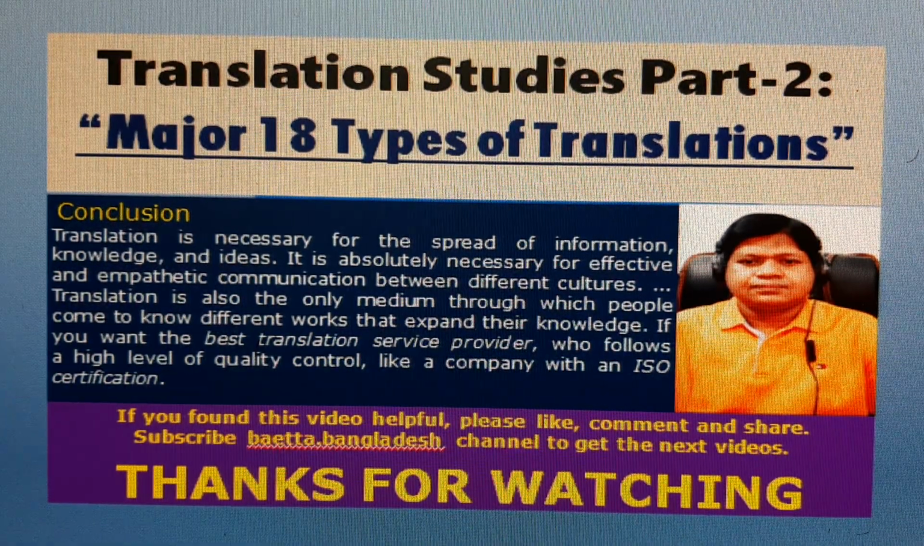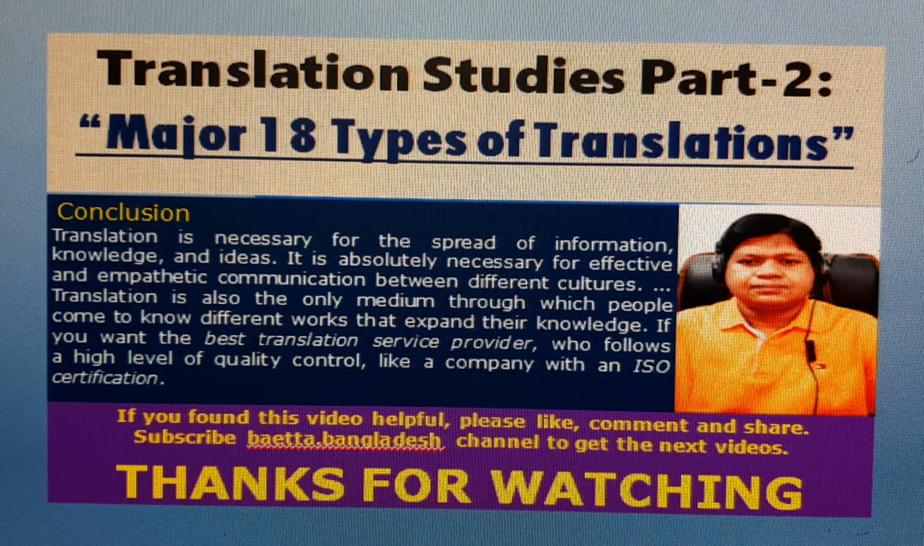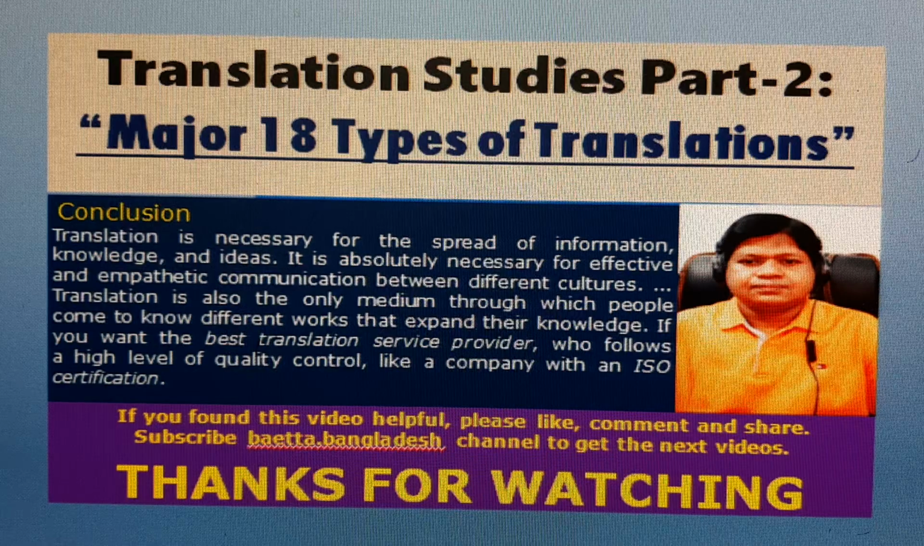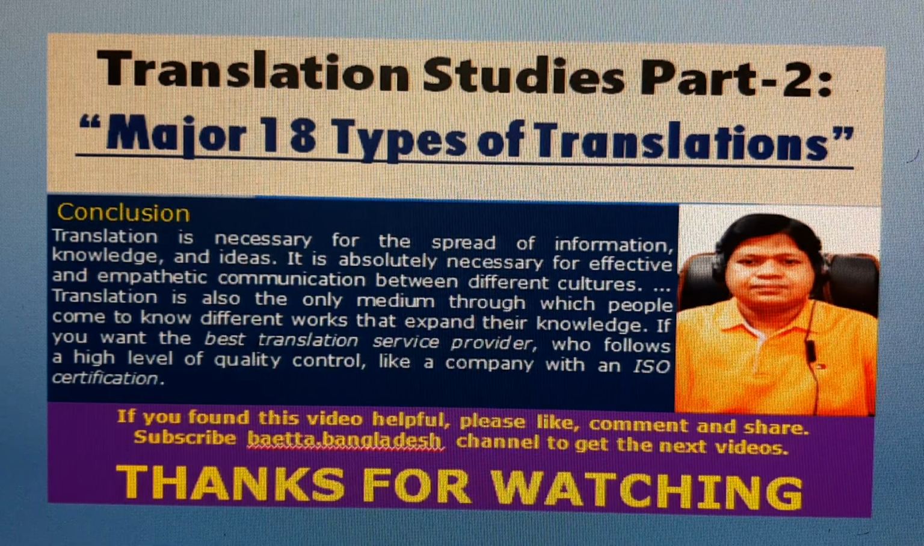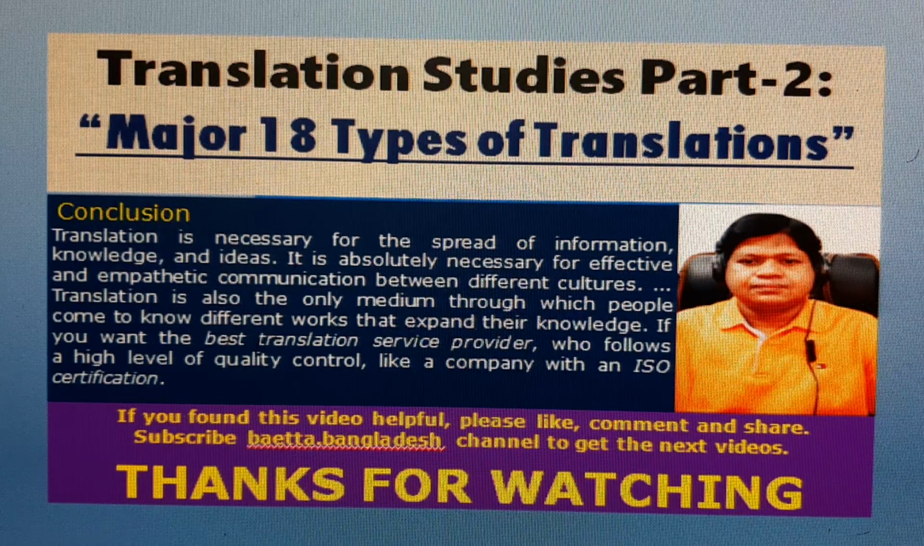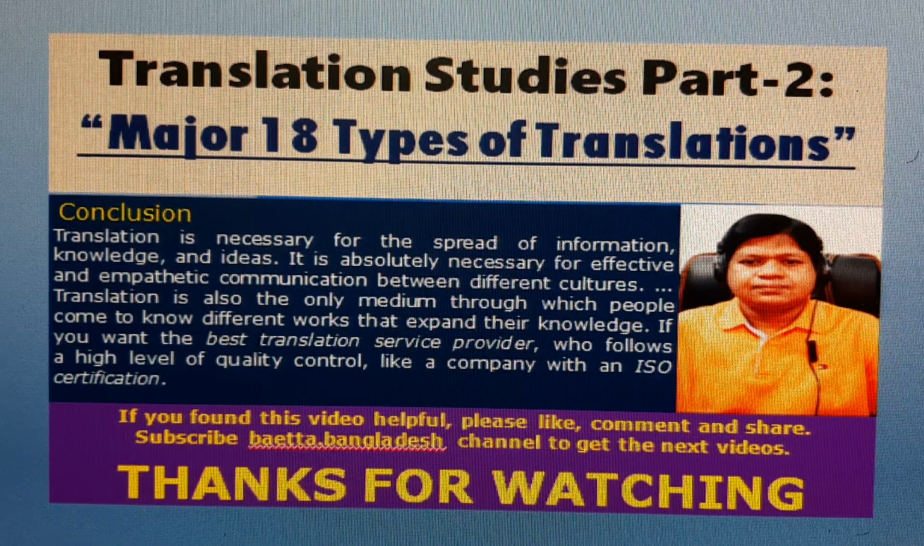Conclusion: other than the above 18 types, there are many more translation types too, and there are all different kinds of processes and technologies that can work for the different types of translation projects. What makes sense for one translation type might not work for another. Translation is necessary for the spread of information, knowledge, and ideas. It's absolutely necessary for effective and empathetic communication between different cultures. Translation is also the only medium through which people come to know different works that expand their knowledge. If you want, you can get the best translation service provider who follows a high level of quality control, like a company with an ISO certification.